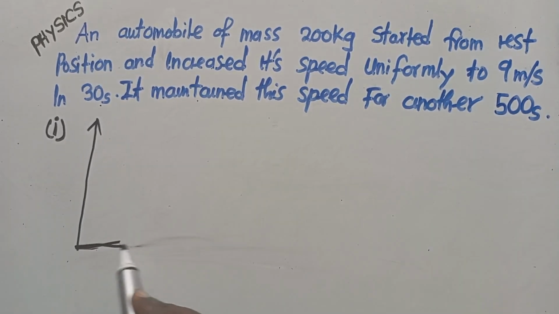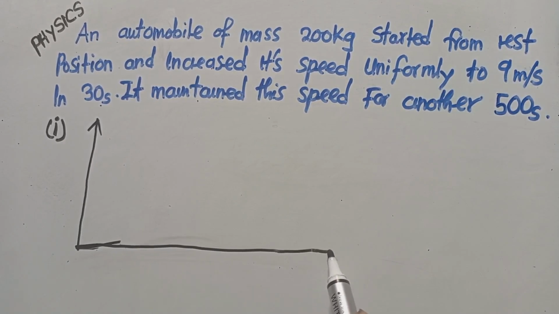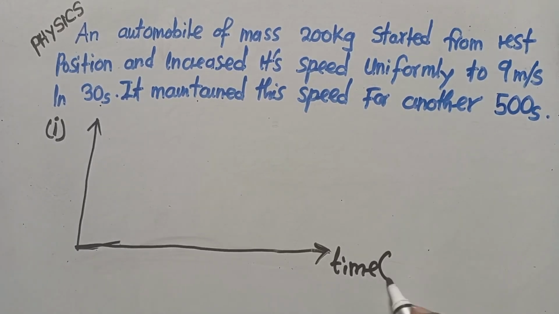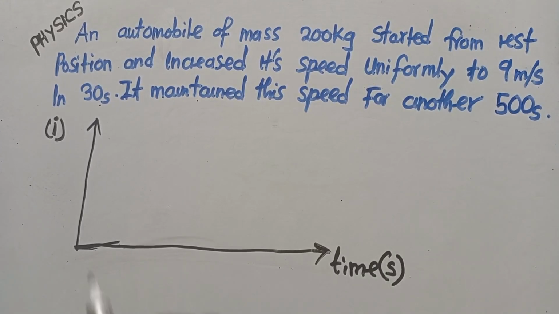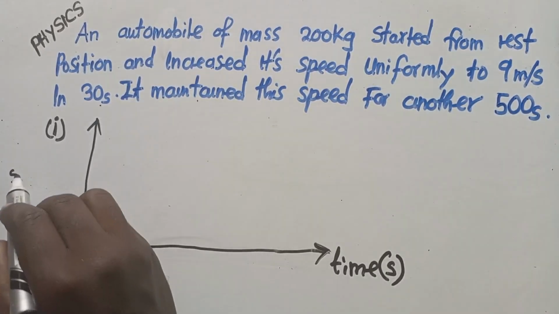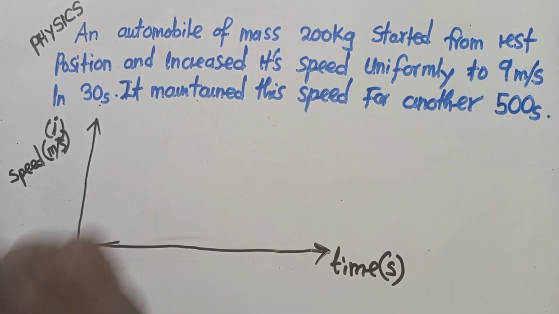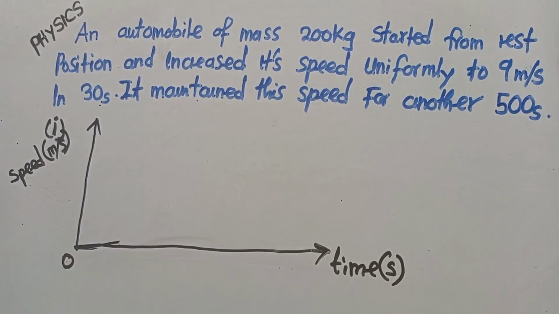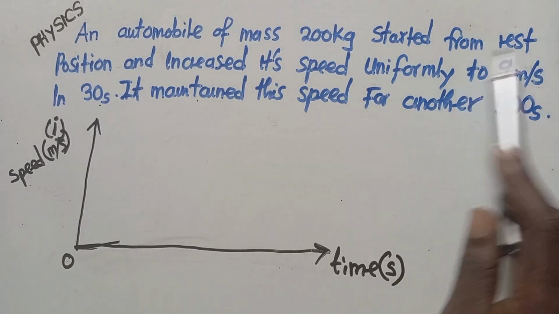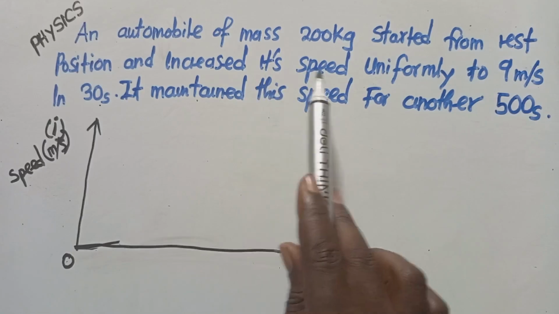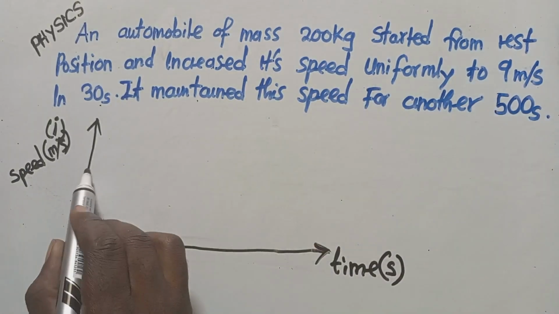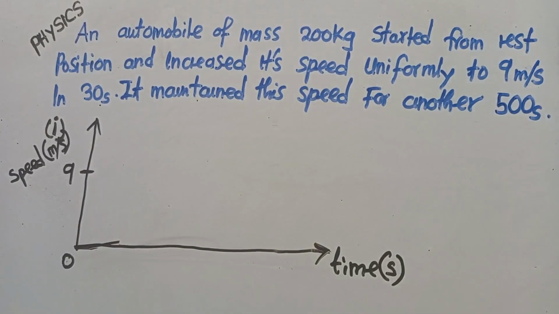So straight, something like this. This is what you are going to have. You know that this is time here, in seconds, and you've got the speed there, in meters per second. It is starting from rest. Since it is starting from rest, I'm starting from 0, and it increases its speed uniformly to 9. So I'm going to put my 9 there, uniformly to 9 meters per second.